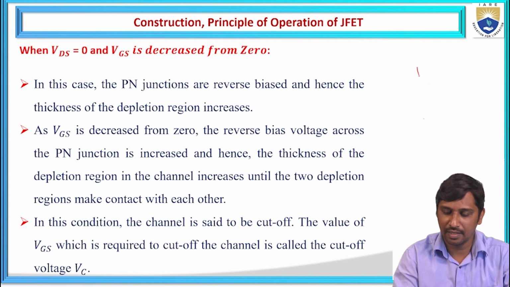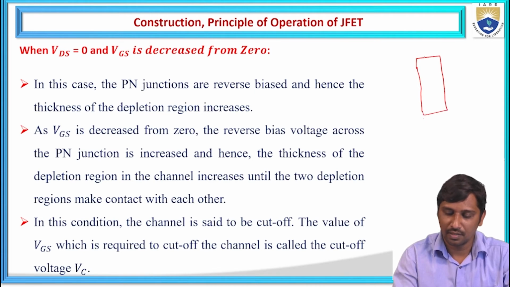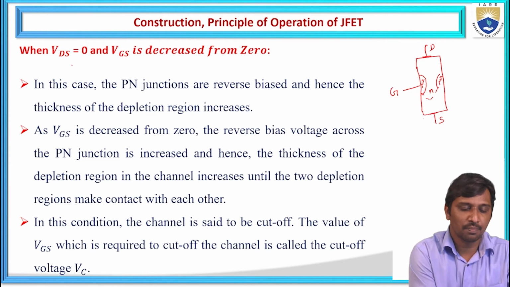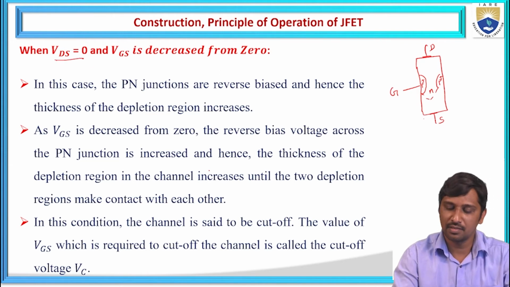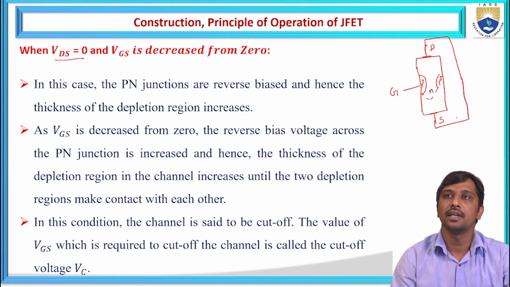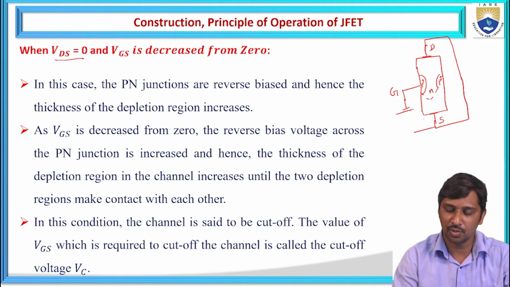Here I am going to take an N-type bar, and this is drain, source, and this is P-type heavily doped material. This is the N bar. Internally these two are shorted. It is connected to gate. Now I am going to apply VDS is 0, meaning between drain and the source the biasing voltage is 0, hence it is short circuited. And VGS is decreased from 0, meaning on the gate I am going to apply the reverse voltage.